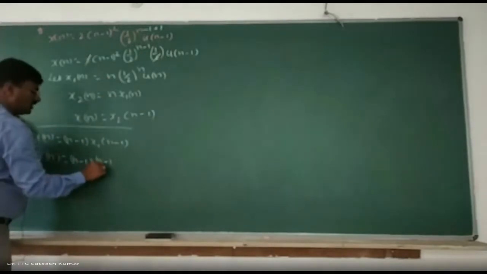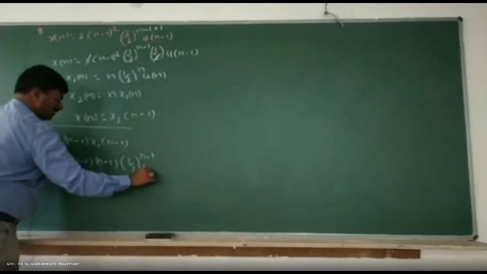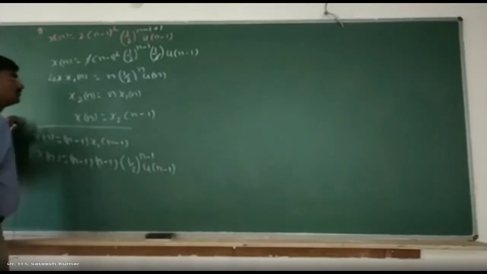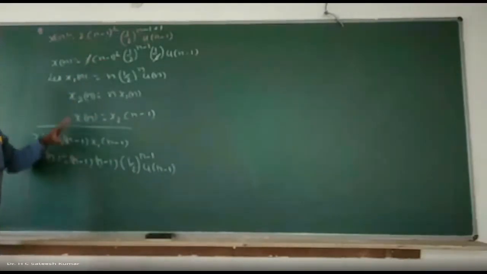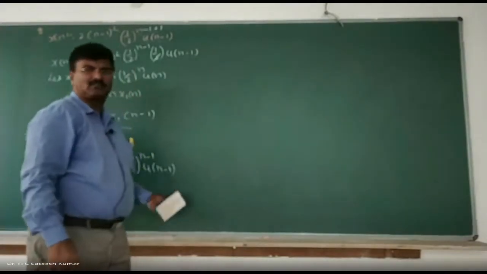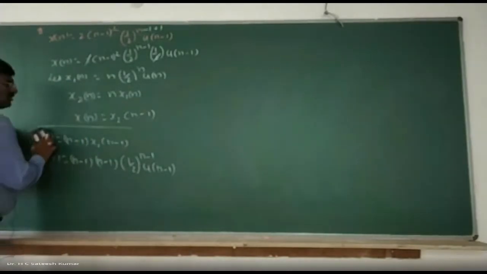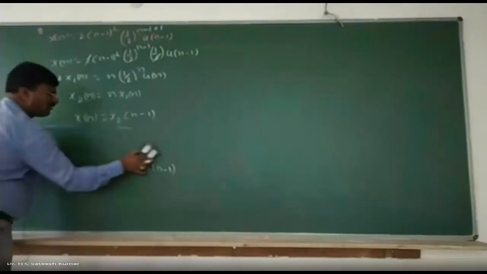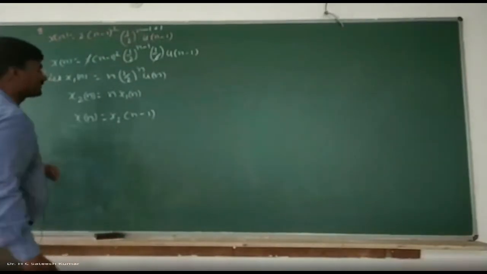n minus 1 into half to the power of n minus 1 into u of n minus 1. That is fine. n minus 1 into n minus 1 whole square, you will get it. That's it. So this is how we should verify it. Whenever there are complicated problems, try to verify whether your substitution is correct or not. This is a 6 marks question in the examination. So therefore, you should verify the substitution whether it's correct or not.